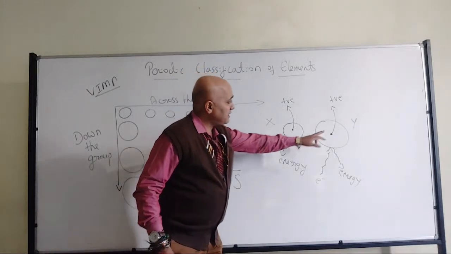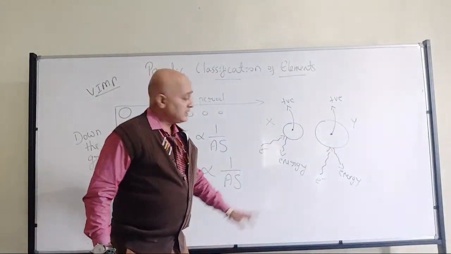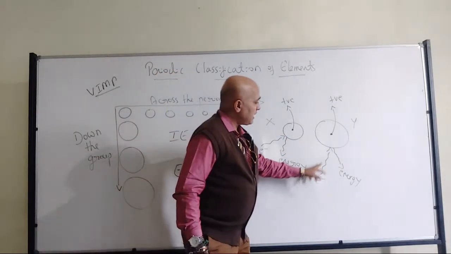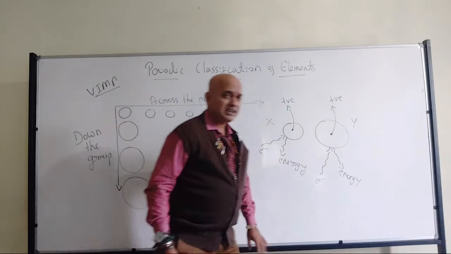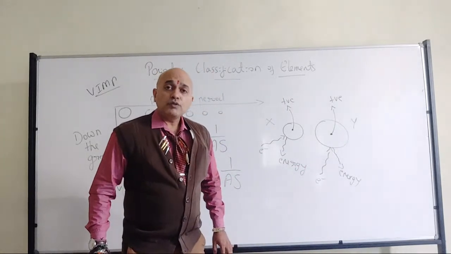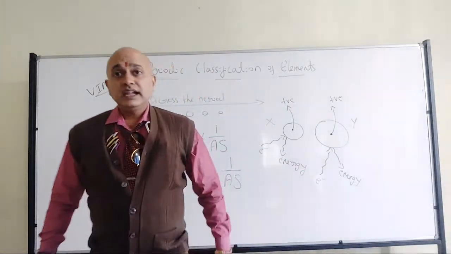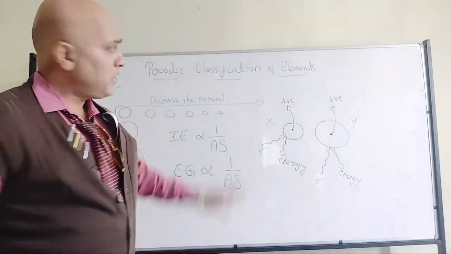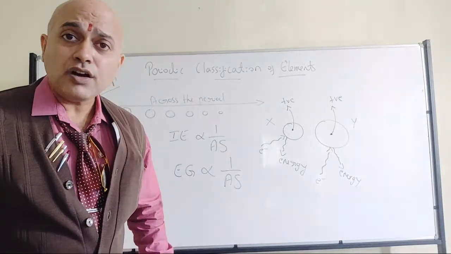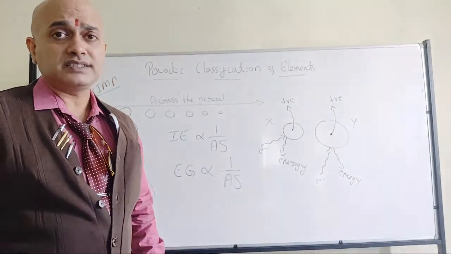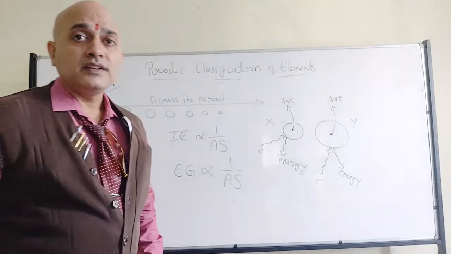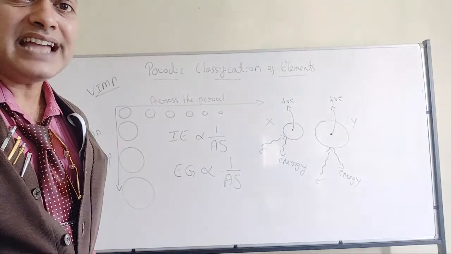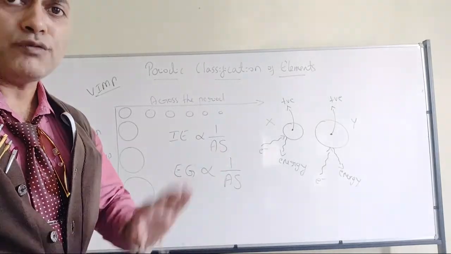So, I have X element and I have Y element. Now I am adding the electron, some energy will be released. Now, where do you think the electron will be much more easily taken by the nucleus? Among these two, which atom is going to take up the electron easily, X or Y? Just mention X or Y.